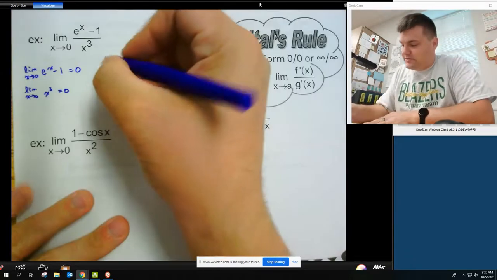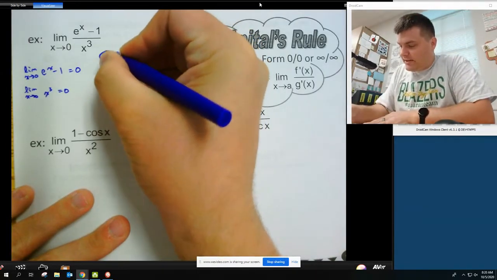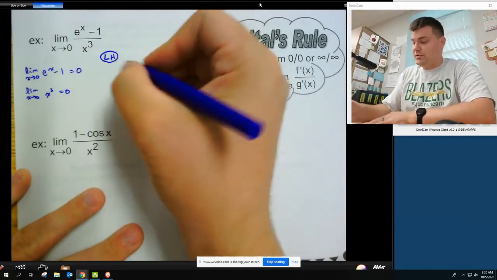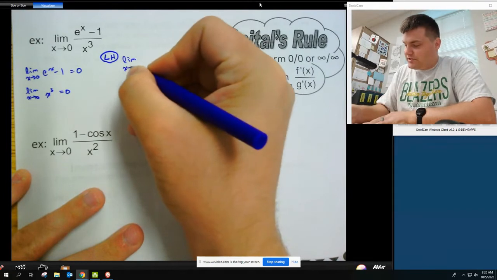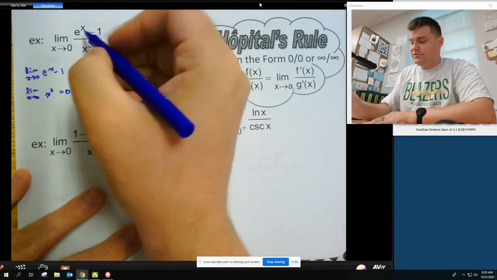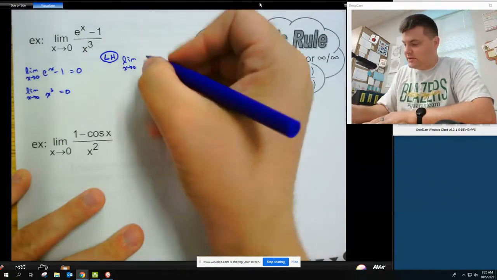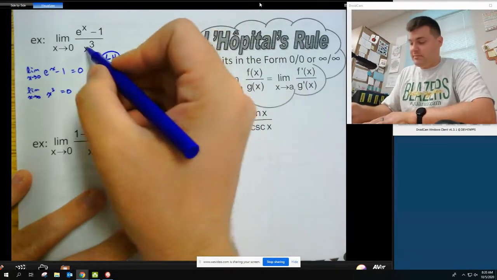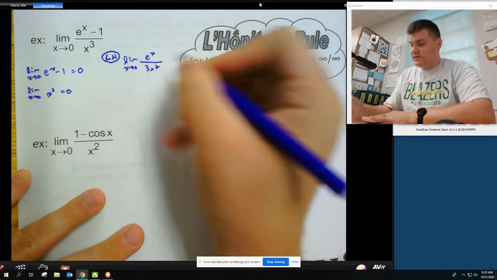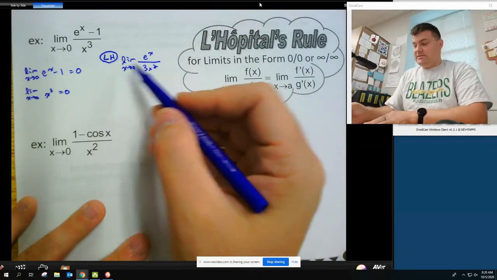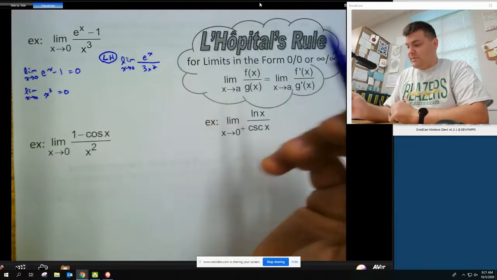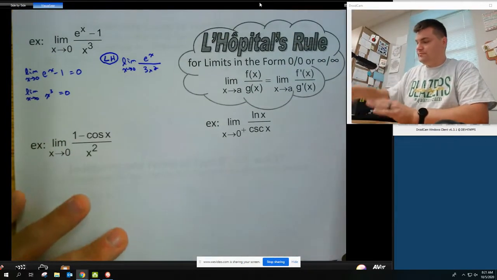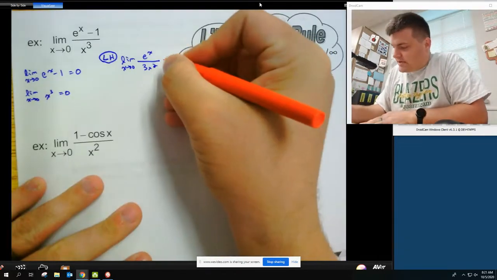So now, if I'm going to use LHOP, I'm going to just write LH, letting the grader know, hey, I'm using L'Hopital's rule. So we're going to have the limit as x approaches 0 of, well, derivative of e to the x is e to the x, minus 1 is 0, so that just goes away. Derivative of the bottom is 3x squared. Now if I plug in a 0, what do I get? I'm going to get a 1 over 0.